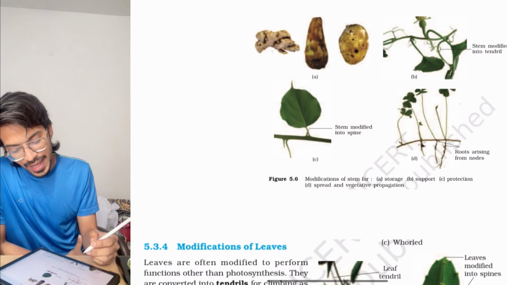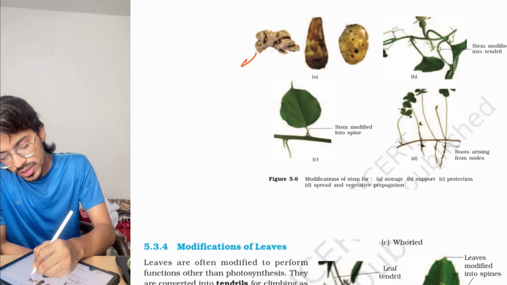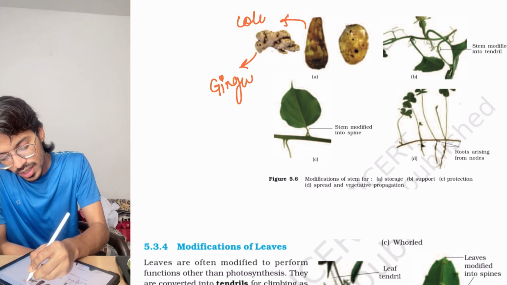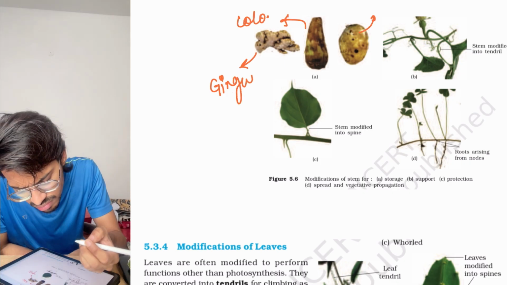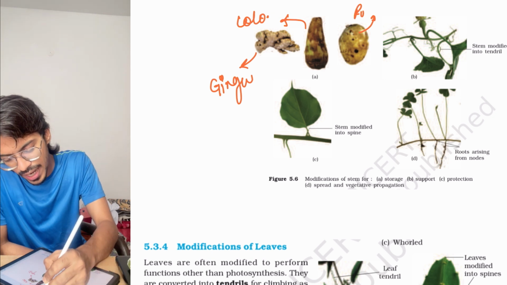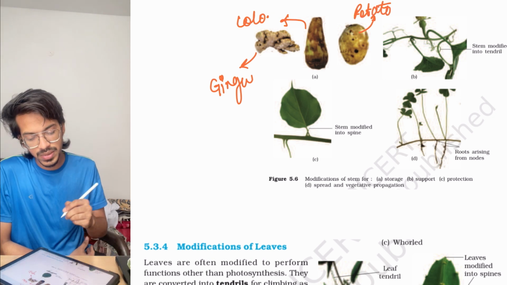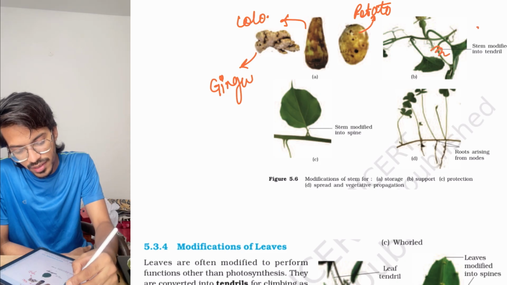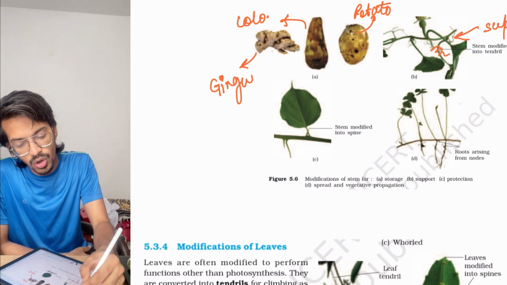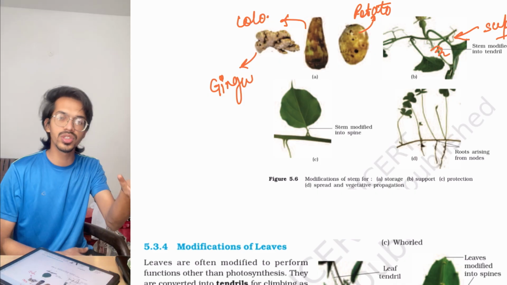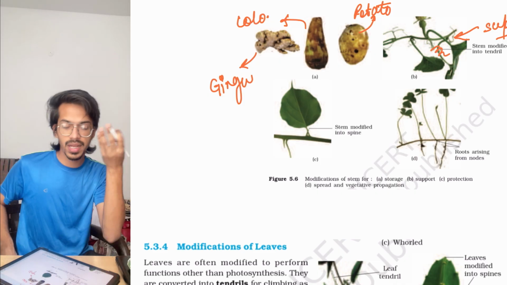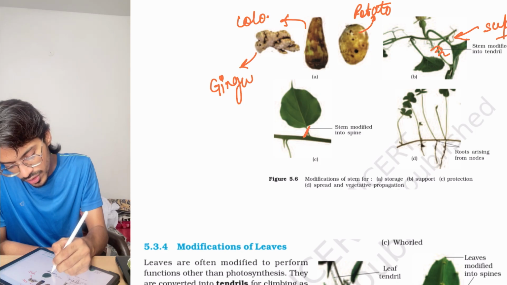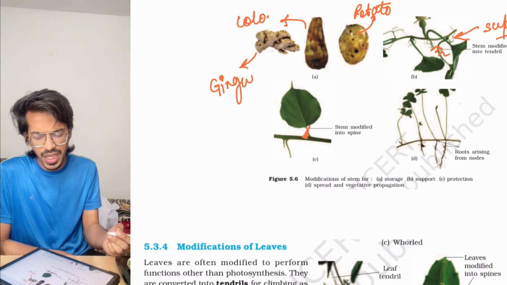Here certain diagrams are given to you. If you see the diagrams, this is for storage. This is your ginger, this is your colocasia, and this looks like potato. So examples are like this. Then this is for support. You can see that tendrils are there for support. It will be seen in plants with heavy fruits, like pumpkin, watermelon, cucumber. Then we have spines also, which are written over here, which we have to remember.